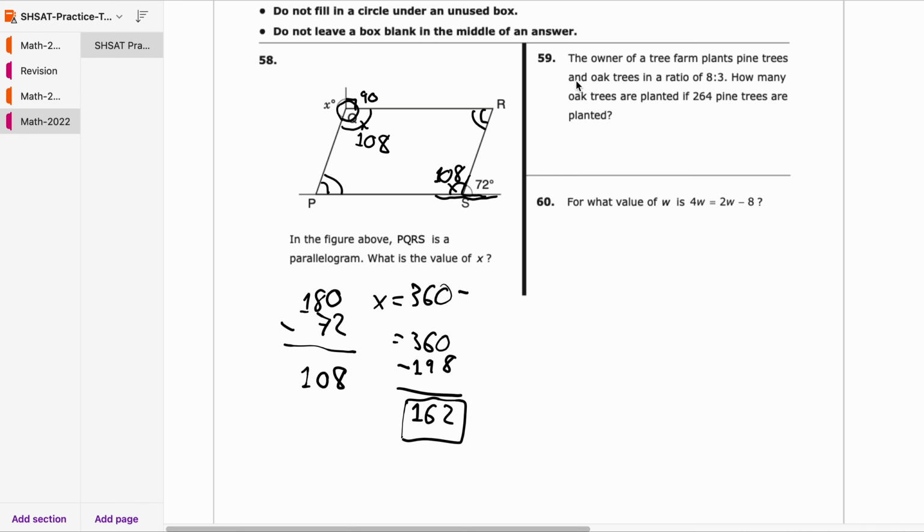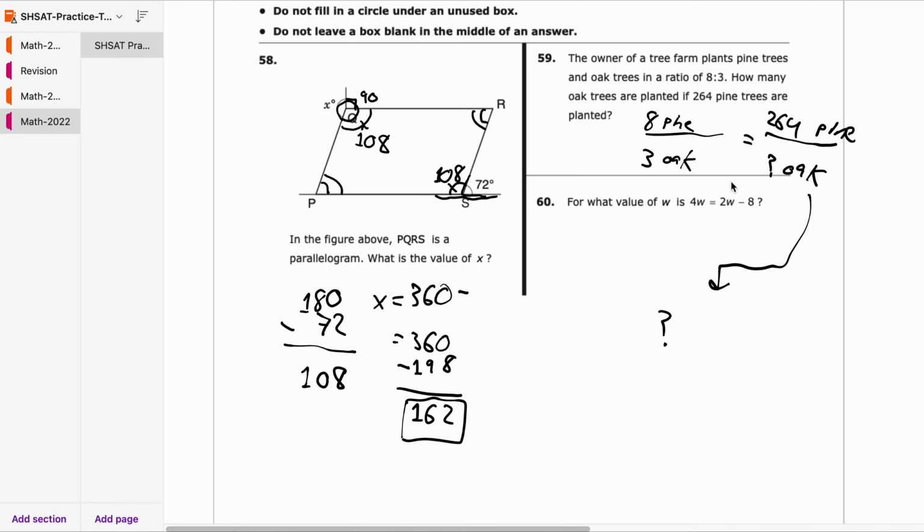Alright, so 59. The owner of a tree farm plants pine trees and oak trees in a ratio of 8:3, and we want to know how many oak trees are planted if 264 pine trees are planted. So this is basically a proportions question. So we know that for every 8 pine trees, we're going to have 3 oak. And then we basically want to know how many oak trees are planted if 264 pine trees are planted. So we have our proportion, and now we just need to solve it.